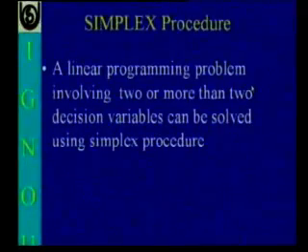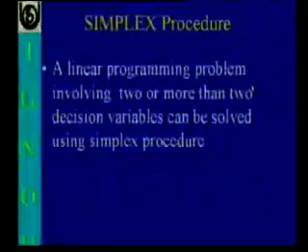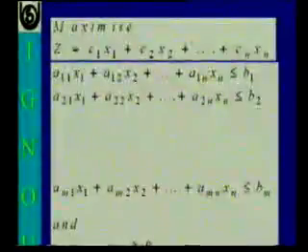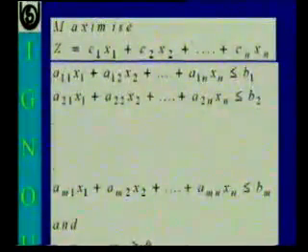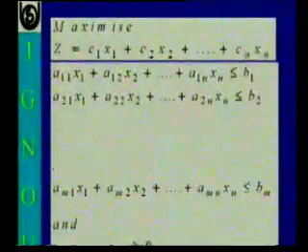Now we will come to the simplex procedure. When the number of decision variables is more than 2, then we can't use the graphical method. Then we have to go for another method, which is called the simplex method. Now we will concentrate on the mathematical model.